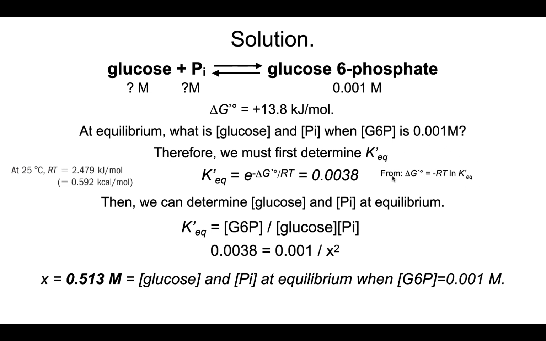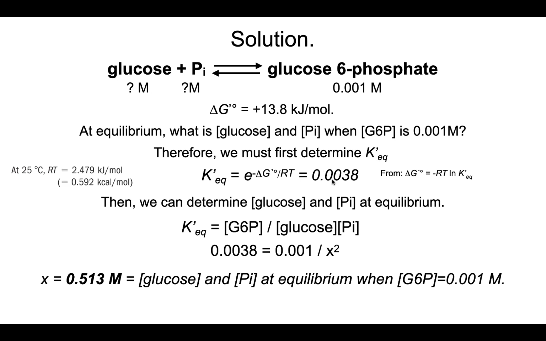Remember this equation here? The standard delta G is equal to minus RT times the natural log of the equilibrium constant. So that means the equilibrium constant is simply e to the minus standard delta G divided by RT. RT is the gas constant and temperature in Kelvin, and I've given you a little cheat sheet here. That's 2.479 kilojoules per mole.